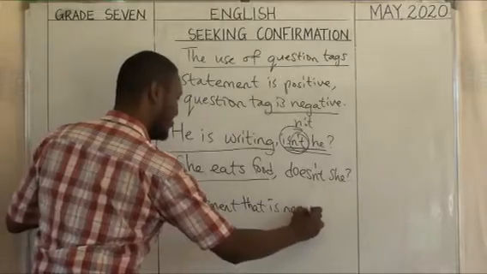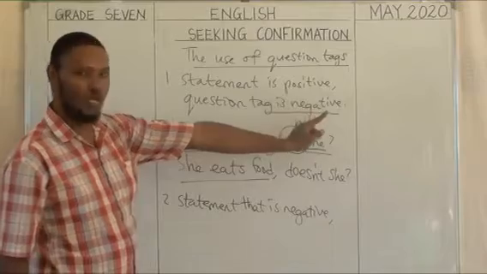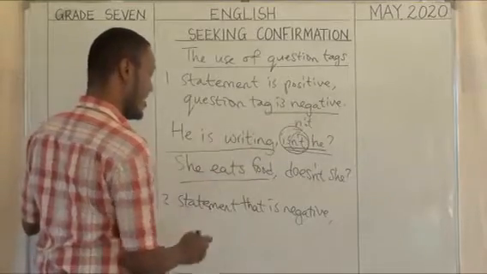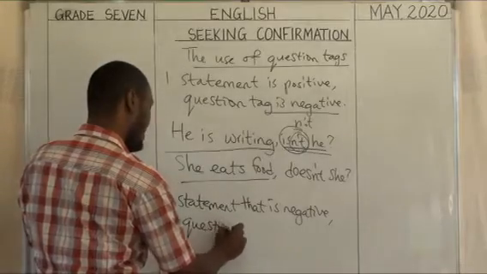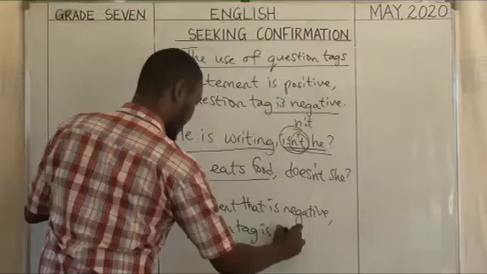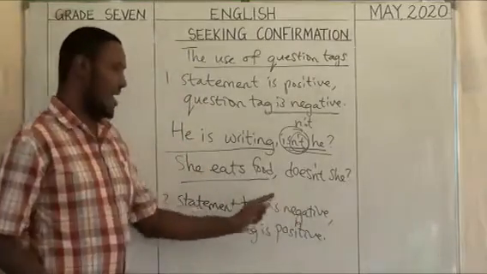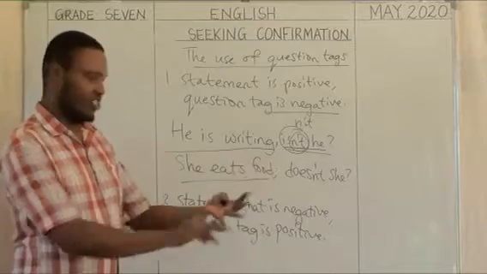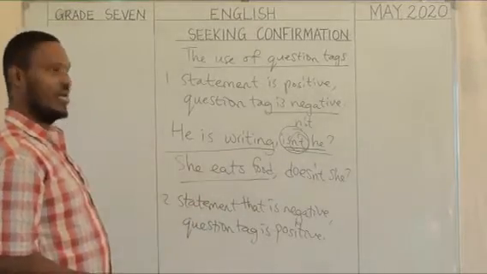A statement that is negative takes a positive question tag. So, a statement that is negative, the question tag is positive. Quickly, we've said a negative word; the negative words are such as no, not, never. Okay? So let us have a negative statement.